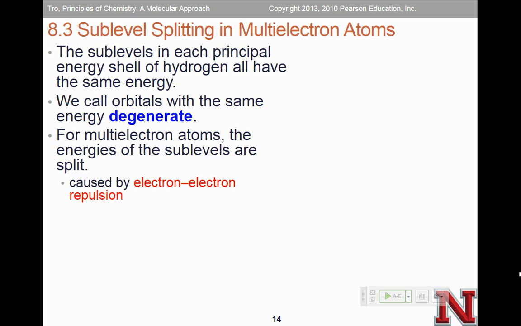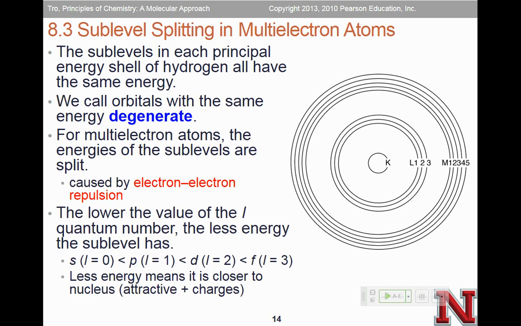For multi-electron atoms, the energy of sublevels are split, causing electron repulsion. And this is just representing, now this isn't quite correct, because this looks like these subshells have different energy levels, which isn't really, well, it's sort of the case, so let's break this down.